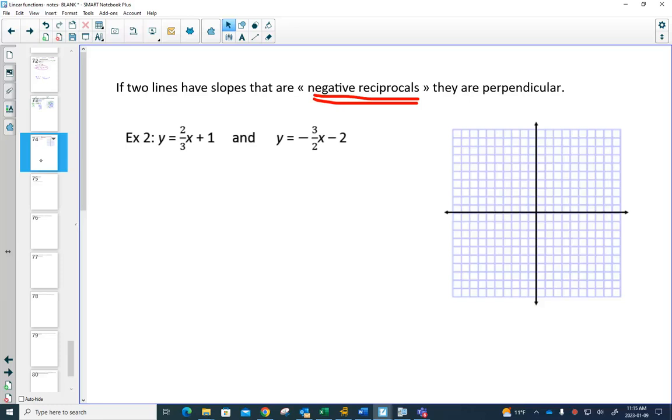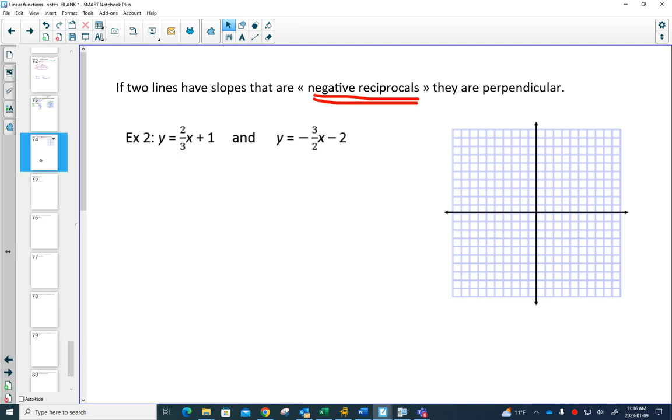So perpendicular lines, you will hear that the slopes are negative reciprocals. I think you know what negative means, but reciprocal isn't as easy a word. A reciprocal of a fraction is just flipping that fraction. So the reciprocal of 2/3 is 3/2. The reciprocal of 5/7 is 7/5.